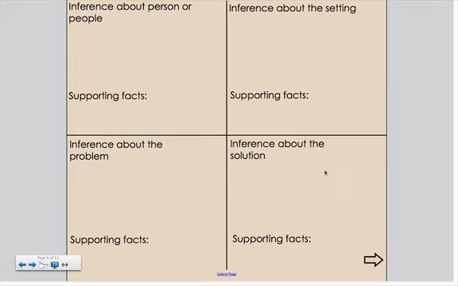If you are looking at this from a video, take a sheet of paper and divide it into 4s. Talk with a partner about what you saw as inference about a person, inference about a setting, inference about the problem, or inference about the solution. If you need to refer back to the article, rewind the video so that you can see evidence of facts. Unpause the video when you are done.